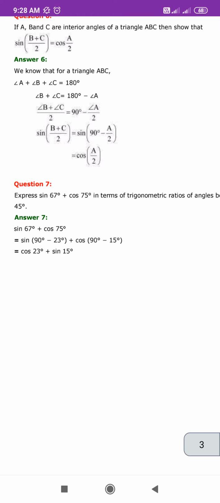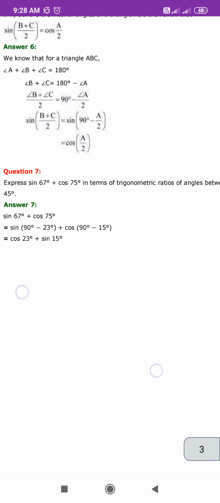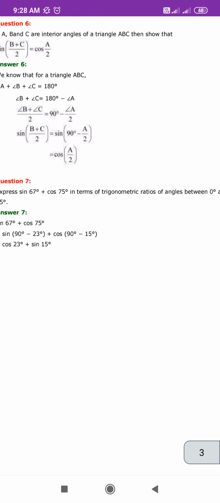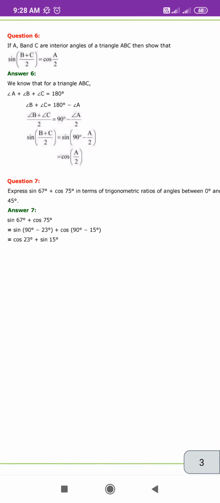We can observe one more question in this exercise, from my side. If the question arises with cos 23 and sin 15 and asks you to write them in terms of trigonometric ratios of angles between 45 degrees and 90 degrees, how can you write cos 23 plus sin 15 degrees in angles between 45 degrees and 90 degrees? That is the opposite question, and the answer will be this: cos 23 will be sin of (90 minus 23) and sin 15 will be cos of (90 minus 15).